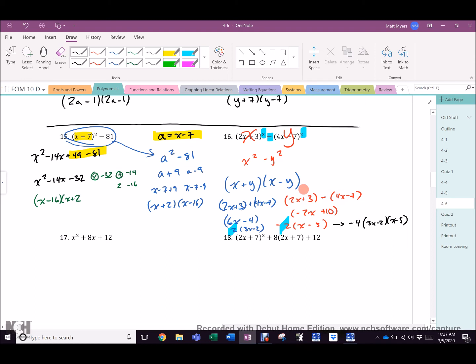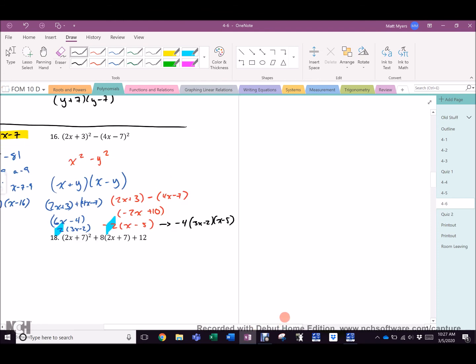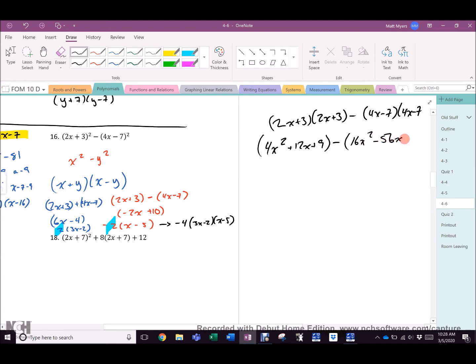Now, don't write down what I'm about to do, but look at what happens if I try to expand it. 2x plus 3 times 2x plus 3 minus 4x minus 7 times 4x minus 7. So that's 4x squared plus 12x plus 9 minus 16x squared minus 56x plus 49.